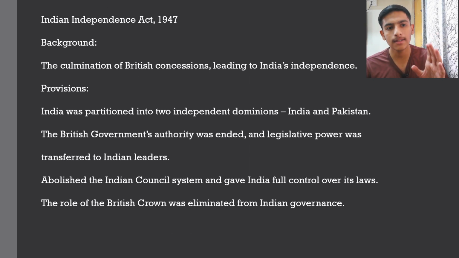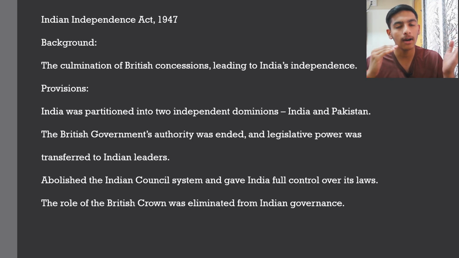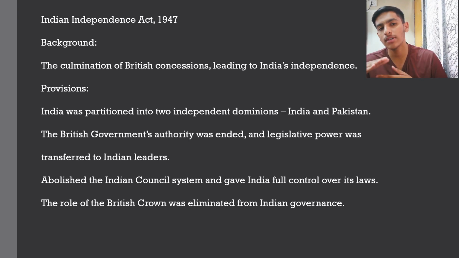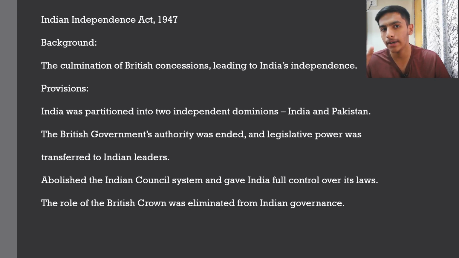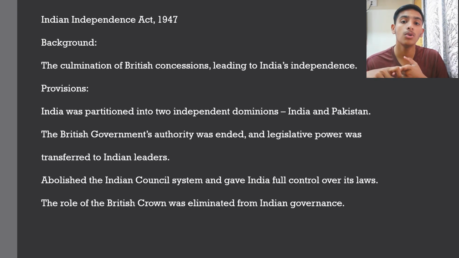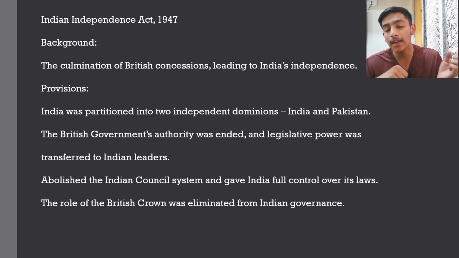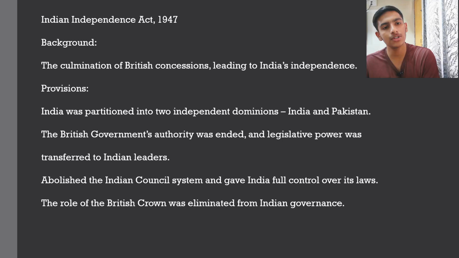Again there were certain changes, and the Government of India Act 1935 serves as the base. But then there were many developments from this Act till 1947, when we got independence, and the major Act was the Indian Independence Act of 1947. In between there were certain developments which we will see as well, but first the Indian Independence Act of 1947. It was the culmination of British concessions, which led to India's independence. One point to be noted here is that the British never really gave India freedom. They transferred their power to the Indian officials who were there at that time.